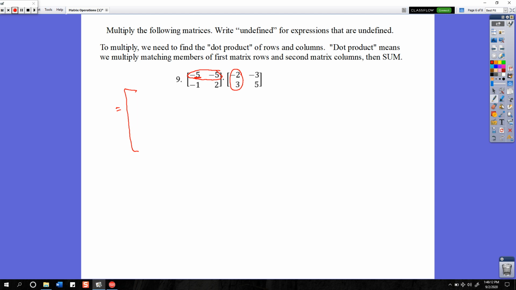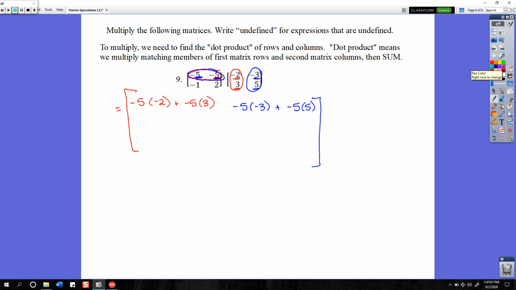And I'm actually going to write that out. So the first element and the first element. So we would have negative 5 times negative 2. And we're going to add. I'm going to look at the second element and the second element. So negative 5 times 3. That'll give me my answer for that first entry of my answer matrix. Now, staying with that first row, I want to find the second entry of my answer matrix. So first row, second column. So again, first entry times first entry. So negative 5 times negative 3, always adding. Second entry times second entry, negative 5 times 5.